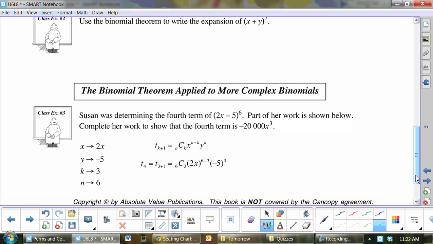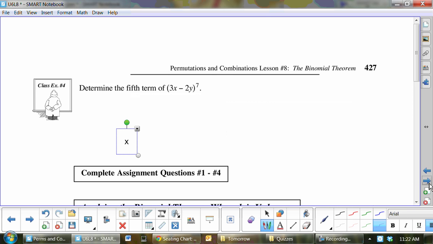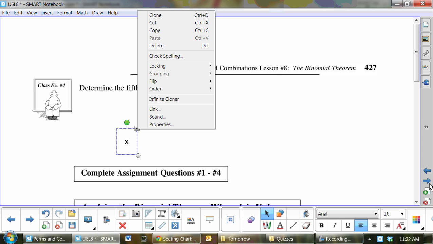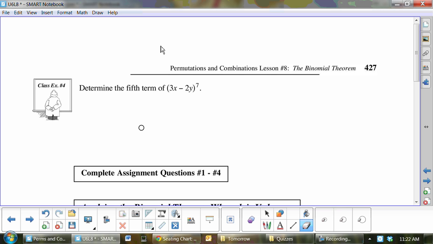Actually, let's go to example 4. Now, this is how I would find the fifth term of (3x minus 2y) to the 7th. So, again, yes, you could do it. You could just go through and do it, right? But I think that most of you will prefer this way over that for many reasons.